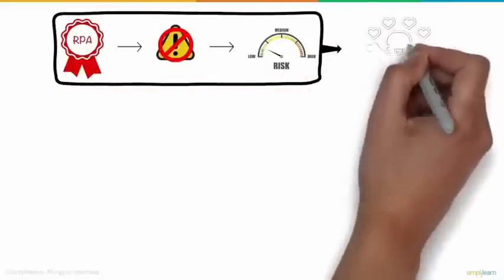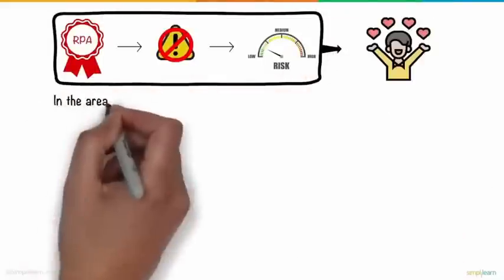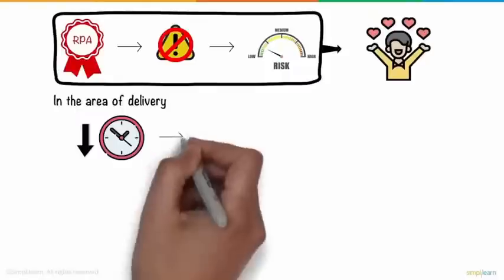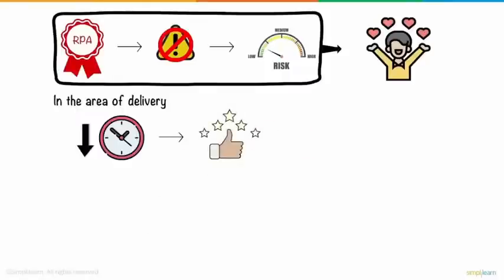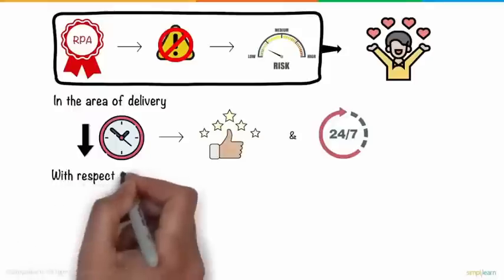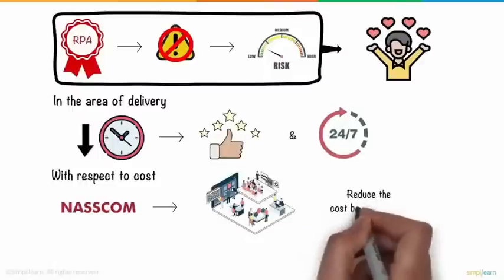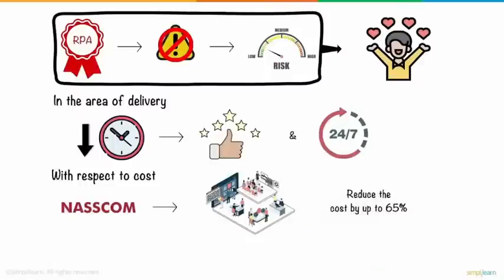This, in turn, improves customer satisfaction. In the area of delivery, RPA can help decrease the average handling time and this enhances the customer experience and ensures 24/7 business continuity. With respect to cost, according to NASSCOM, domestic businesses can reduce the cost by up to 65% through RPA. It offers a higher ROI by driving positive returns within quarters as opposed to years.